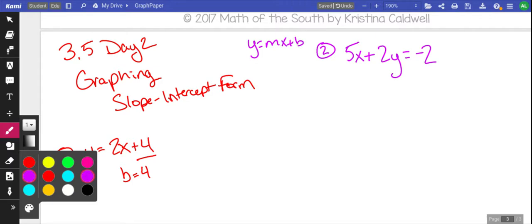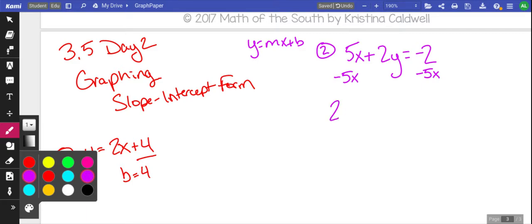We need to get it into that y = mx + b format. The way to do that, you have to isolate that y first. So the first thing that you want to do is get rid of this 5x. You want to move that to the other side of your equation, so you're going to subtract 5x from both sides.